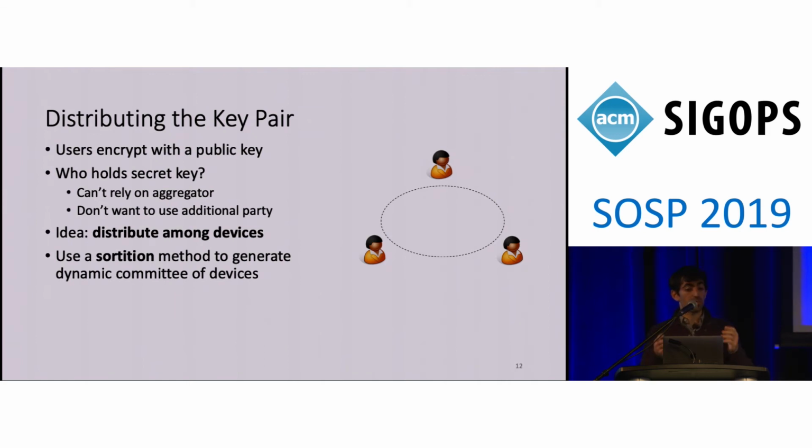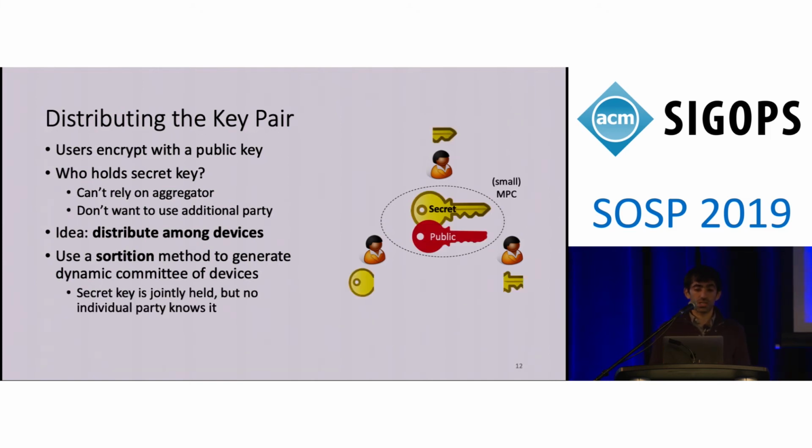We're going to use a random sortition method inspired by Algorand to generate a dynamic committee of devices. It's very important that this is random, so that the aggregator can't influence it and corrupt that group of devices. It's also important that this is dynamic, so we're not just going to elect one group and let them be a target for corruption. We're going to re-elect a committee every round.